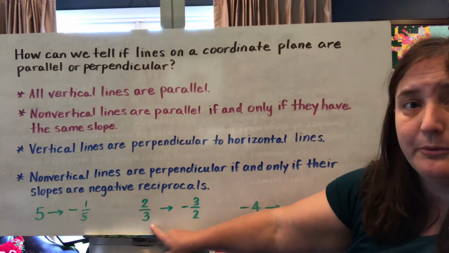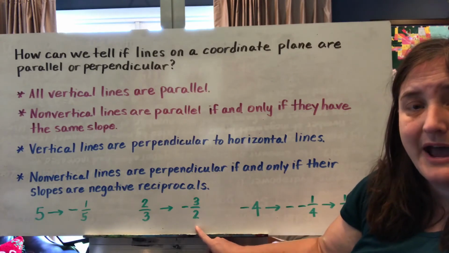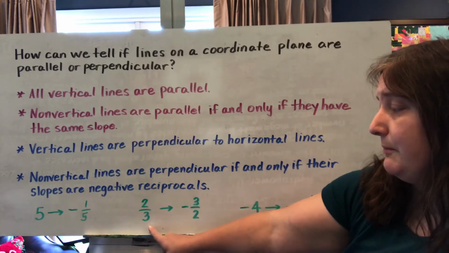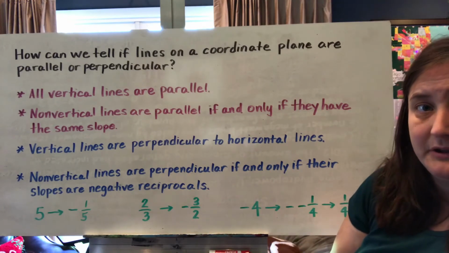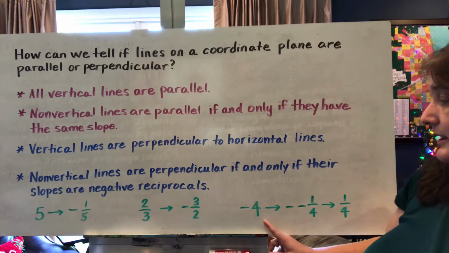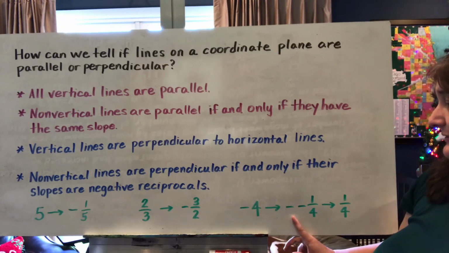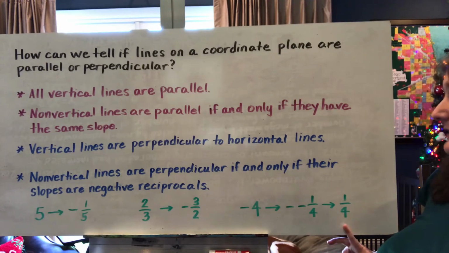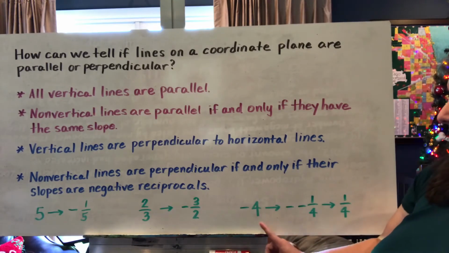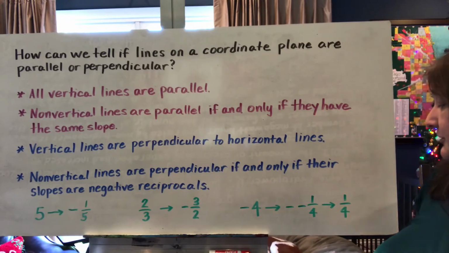If I have a line with a slope of 2/3, its negative reciprocal is negative 3/2. So a line with a slope of 2/3 and a line with a slope of negative 3/2 will be perpendicular to each other. If I have a line with a slope of negative 4, its negative reciprocal is positive 1/4. So a line with a slope of negative 4 will be perpendicular to a line with a slope of positive 1/4.